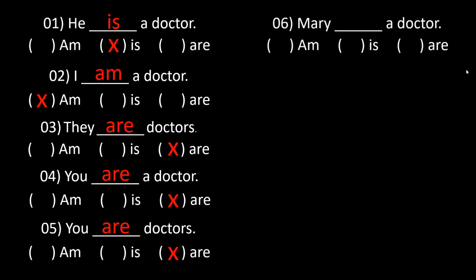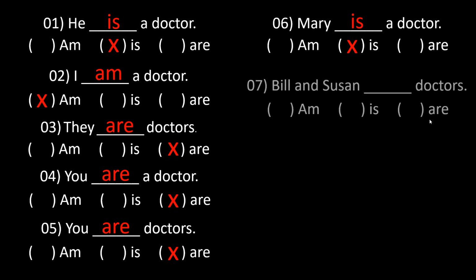Now, next one. Mary. If you said is, you are correct. Mary is a doctor because Mary is equivalent to she. She is a doctor. It's a subject in the singular. Mary. She. She is a doctor.